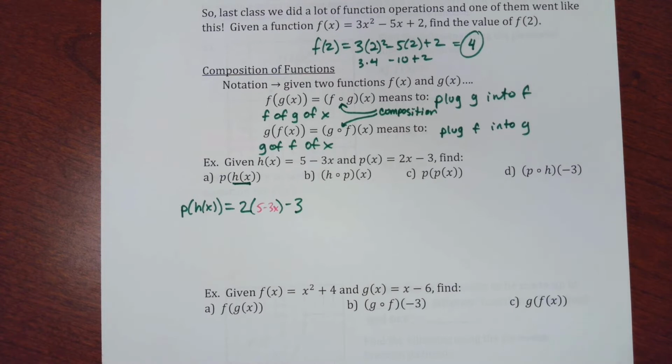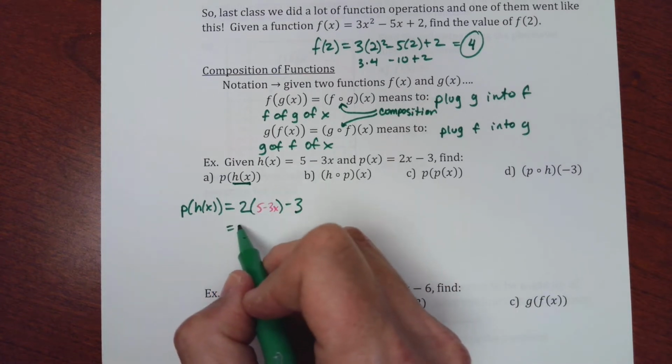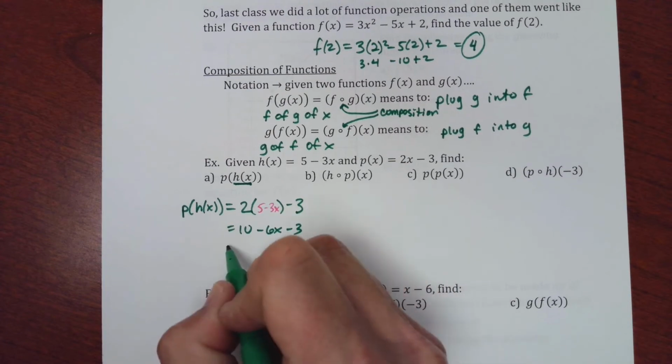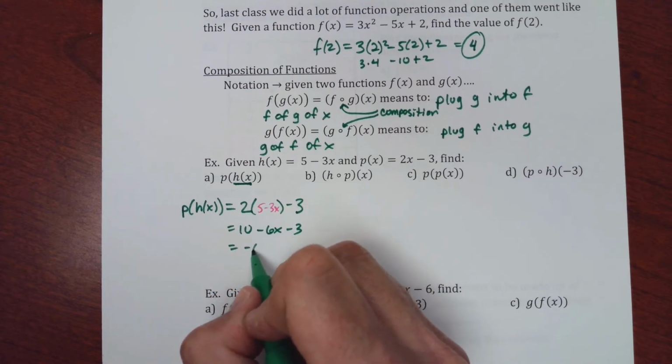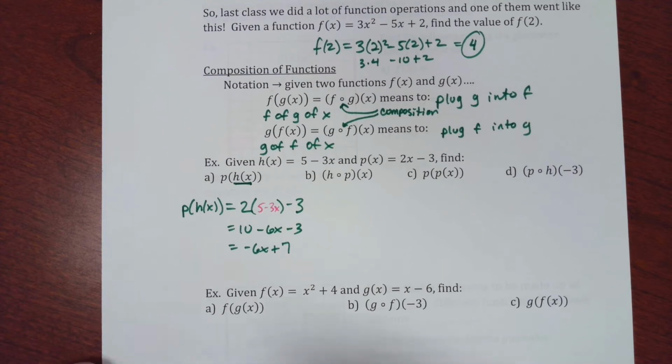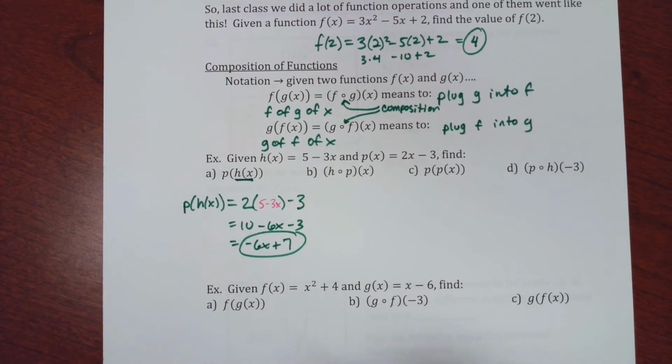So then I just go and simplify the problem. 2 times 5 is 10, 2 times negative 3 is negative 6x, and then minus 3. So this reduces, right, negative 6x first, and 10 minus 3 is 7. So then I just work it out. Okay, so my answer is a whole other problem.